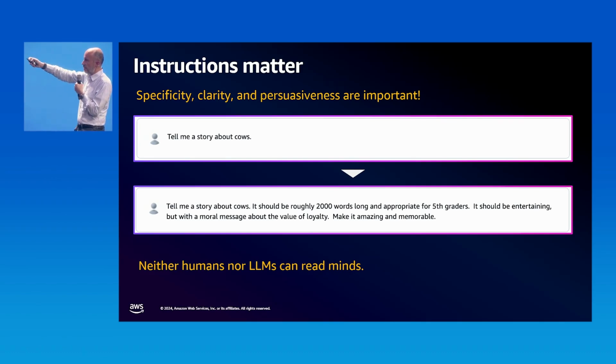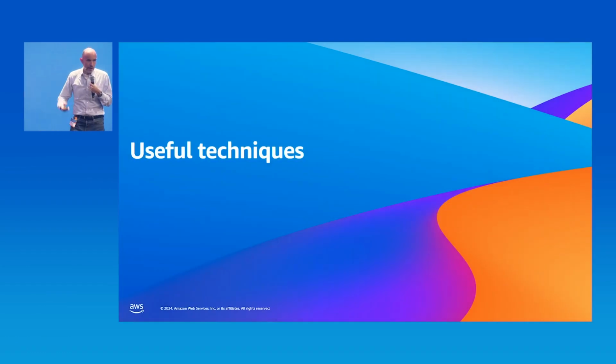"Tell me a story about cows. It should be roughly 2,000 words long and appropriate for 5th graders. It should be entertaining, but with a moral message about the value of loyalty. Make it amazing and memorable." So the key point here is, just like humans, LLMs cannot read your mind. As prompt engineers, it is our job to bring our mind into a text prompt that tells the model how to behave. So here are some useful techniques that you can use.